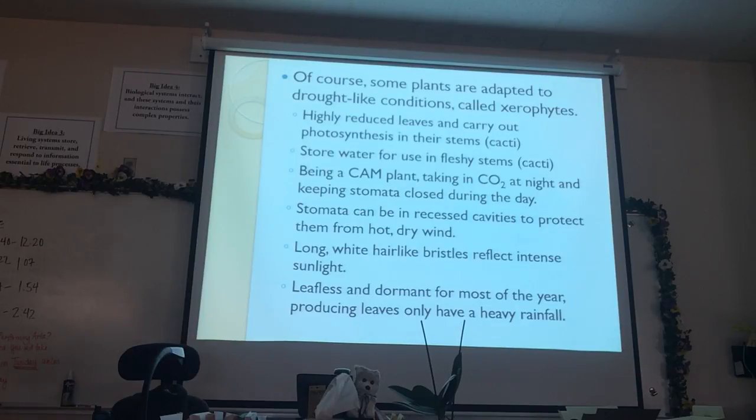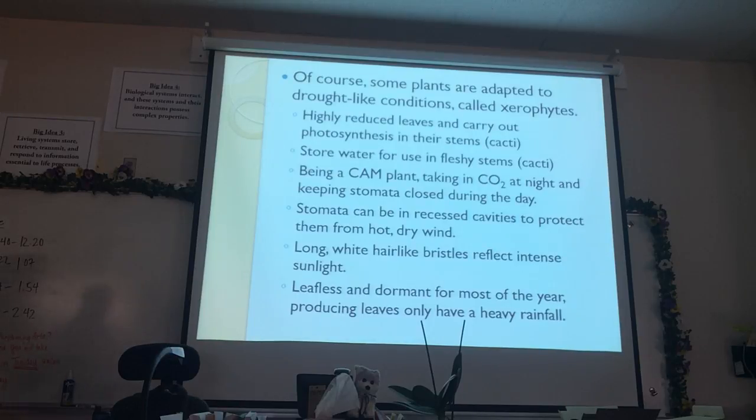So of course, there are some plants that are adapted to drought-like conditions. We call those plants xerophytes. If you've ever heard of somebody xeriscaping their lawn, it's when they plant particularly native plants that don't require watering. Okay, it's called xeriscaping. So these are plants that are adapted to these drought-like conditions. They might have very small leaves, carry out photosynthesis in their stems, such as cacti. They might store water in fleshy stems. Cacti or succulents are examples of those.